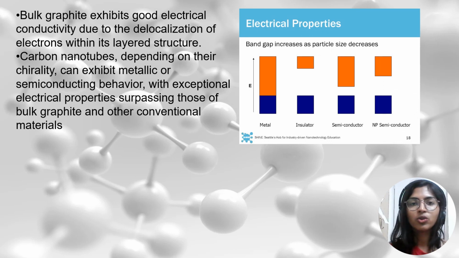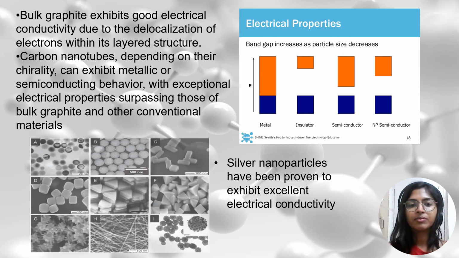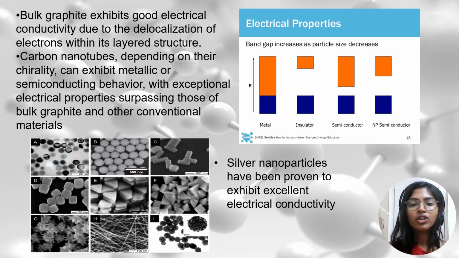The figure here shows what I have discussed earlier, that is, as the particle size decreases, the distance between the conduction and the valence band increases, that is, the energy band gap increases, which will change the electrical properties of any material. Next example is silver nanoparticle. Silver nanoparticles have proved to exhibit excellent electrical conductivity. The figure here shows SEM images of silver nanoparticles.